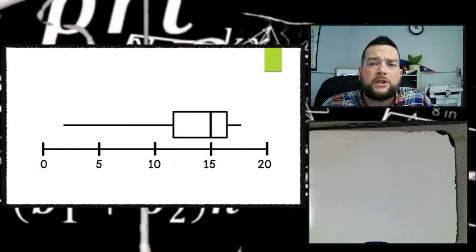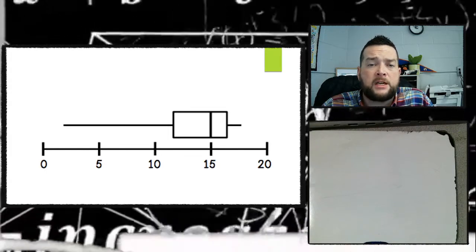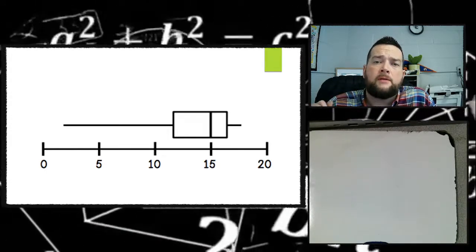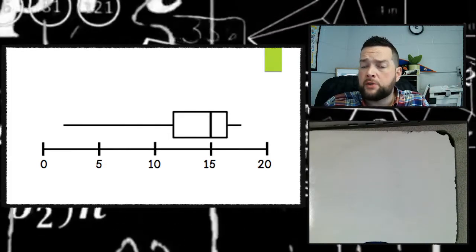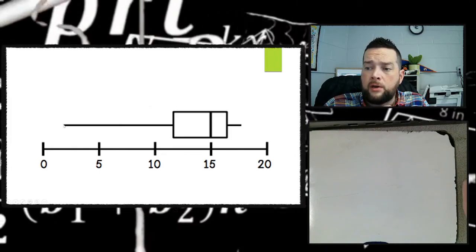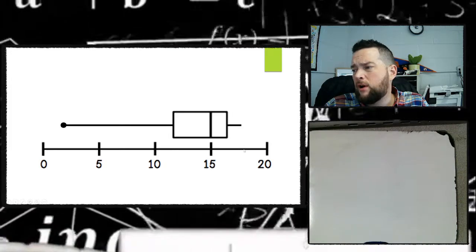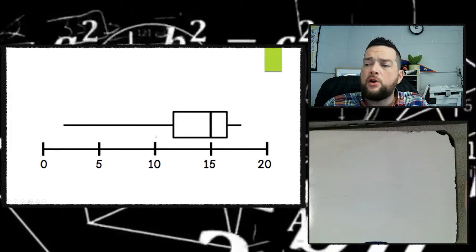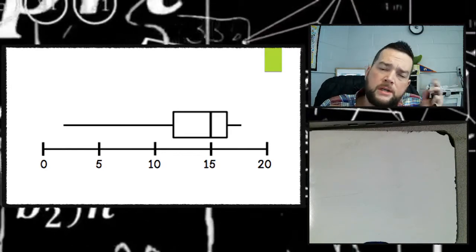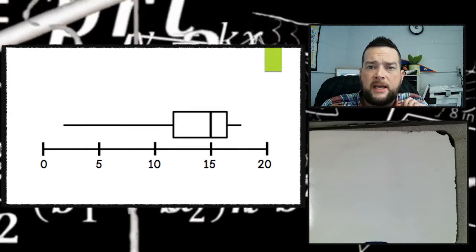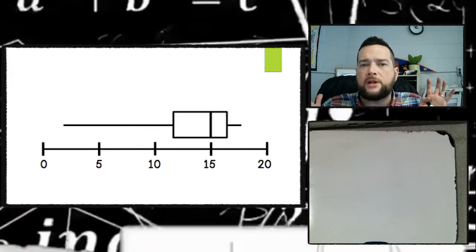And a question could be asking for any number of things. It could be asking, what's the range from this box plot? Range, we need the greatest and the least, which is really easy to find here. Your least is going to be about 2. Your greatest is going to be about 18. So you could find your greatest and least, and subtract those. Or it may ask you what's the interquartile range, or what percent of the data lies between these two numbers, or what's your median. There's all sorts of questions they could ask.